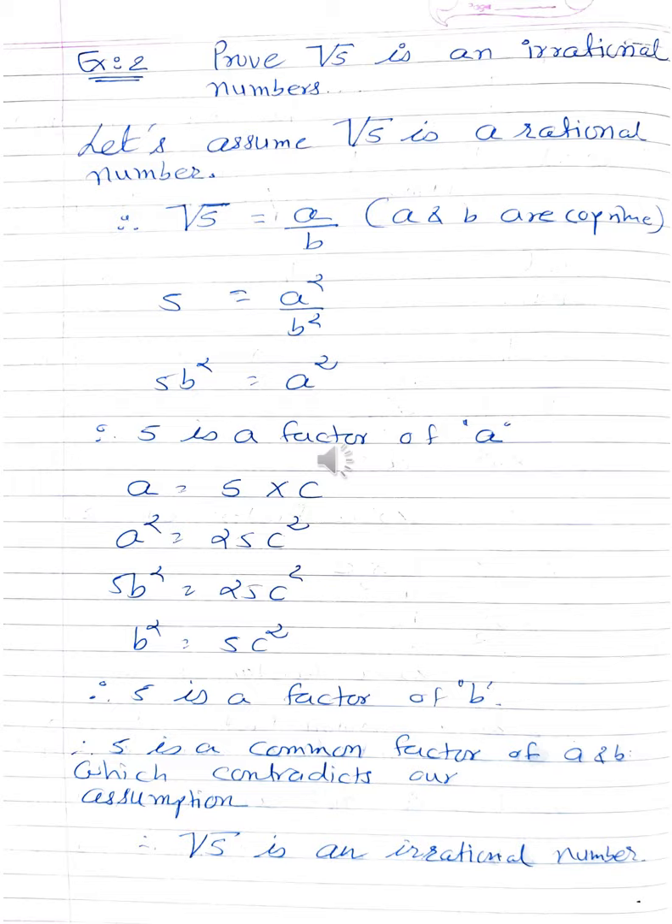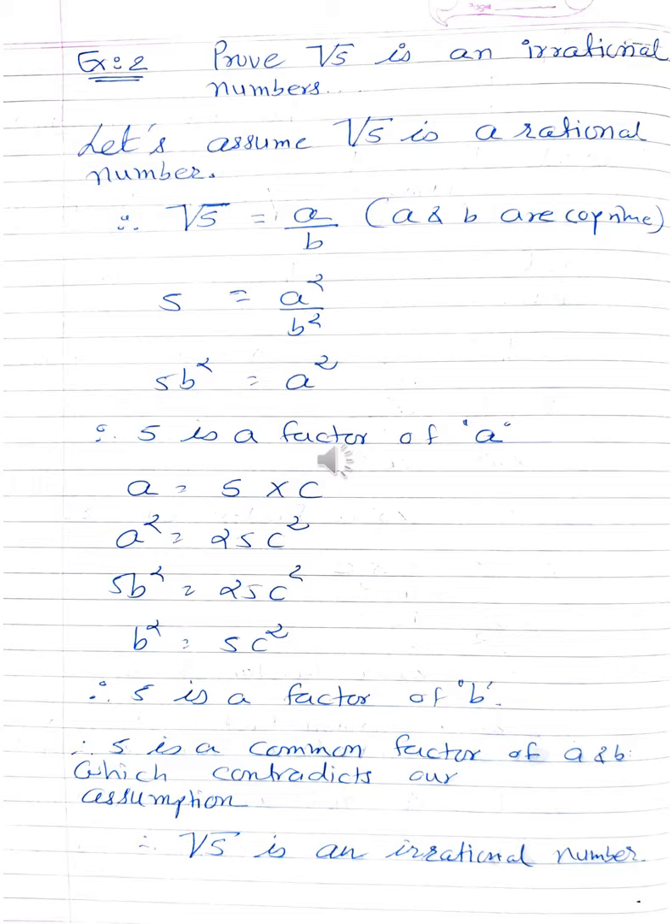So a equals 5 into c. Again squaring on both sides, we are getting a square equals 25c square. Now the value of a square we need to substitute from the previously written equation, where a square equals 5b square.